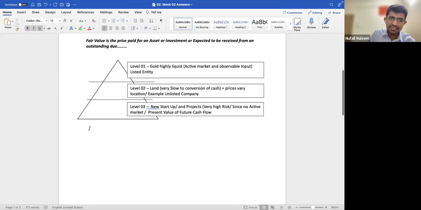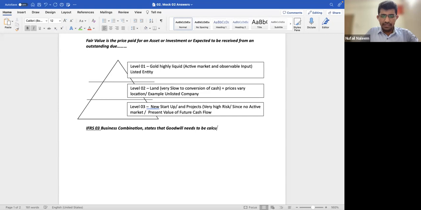Okay, so what I will do first is explain the concept. I'll write down here IFRS 3, business combination. Now I'm writing the answer. Can you remember three sentences? IFRS 3 states that goodwill needs to be calculated when the acquirer invests in another entity. In this case, the acquirer is Cuppcar.